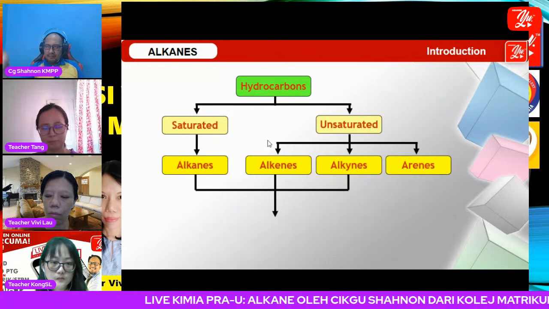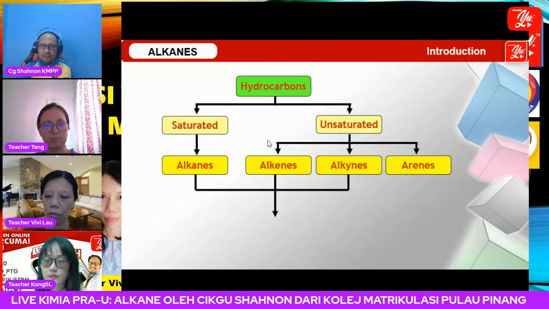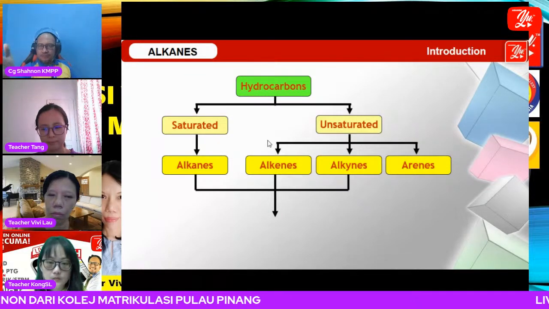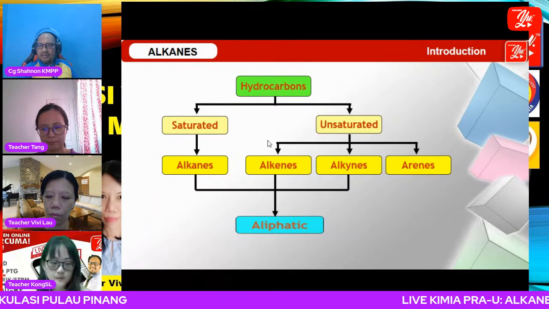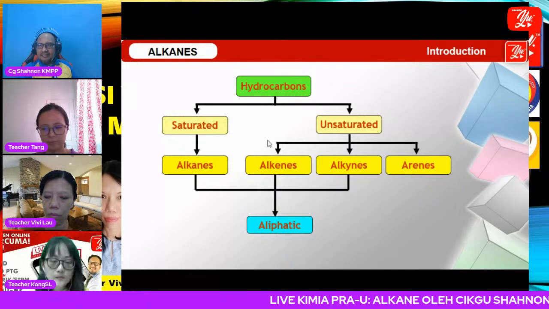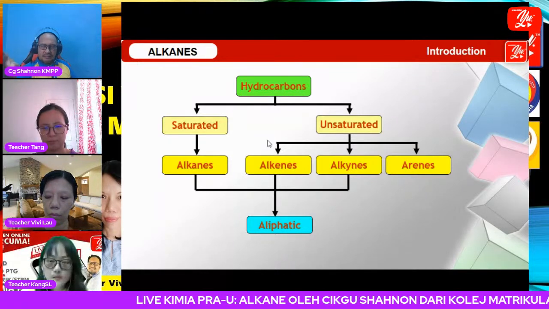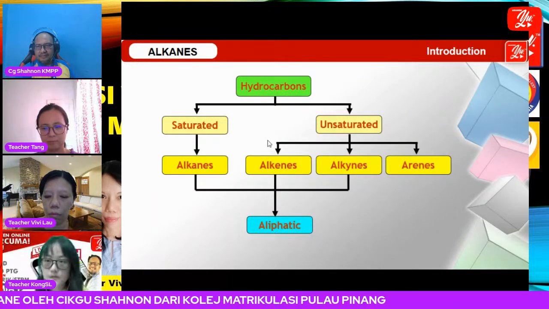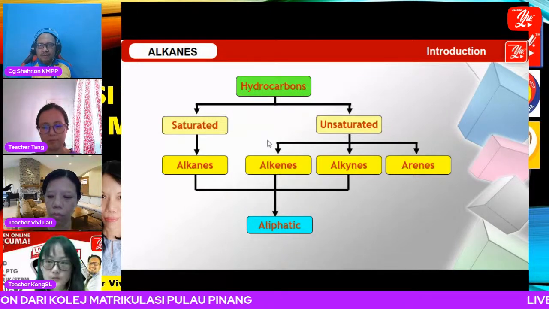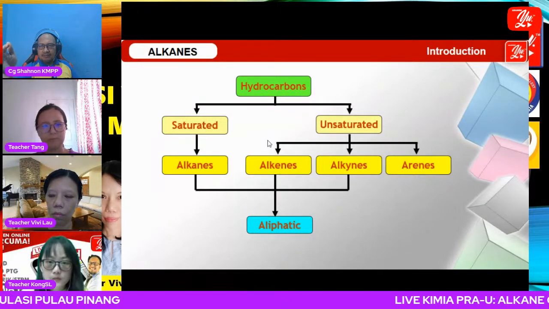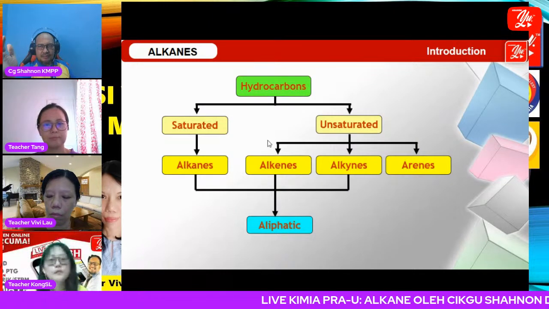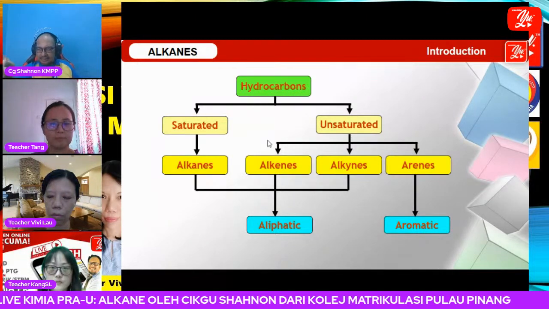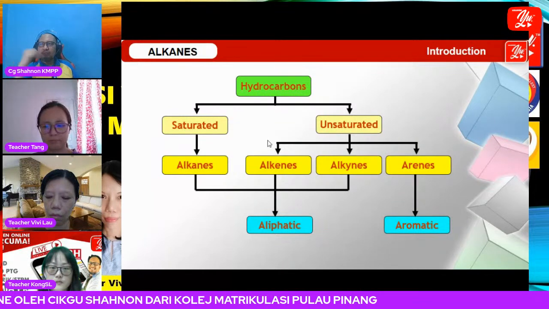If we want to look deeper at saturated and unsaturated: alkanes, alkenes and alkynes are all categorized as aliphatic. So in aliphatic compounds, we have alkane, which is saturated, and unsaturated, which is alkene and alkyne. Arene is categorized as an aromatic compound.